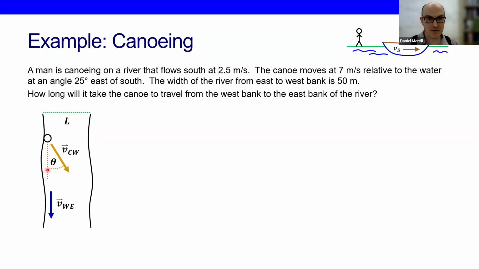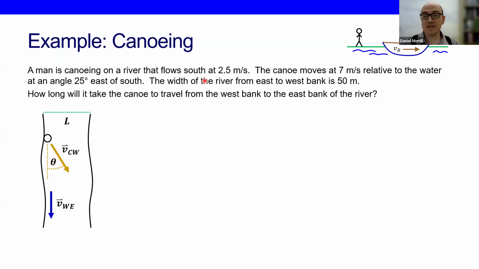So I went south, then 25 degrees east of south. That's the direction I drew my 7 meter per second arrow. And I've labeled that arrow velocity of the canoe with respect to the water. So VCW, velocity of the canoe with respect to the water. That represents 7 meters per second. And I've labeled the angle here theta. That represents 25 degrees east of south.